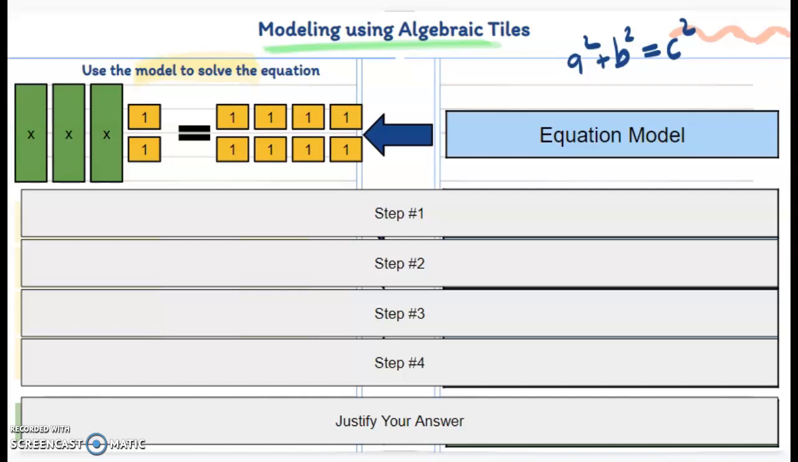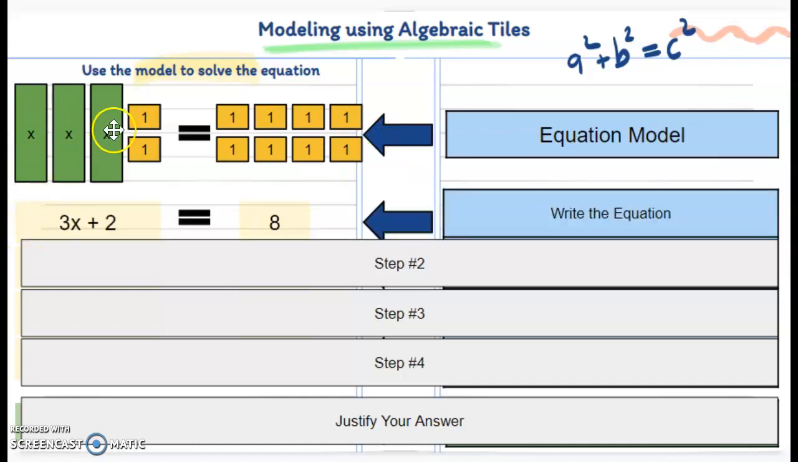Okay, here's example number 2. We're still modeling with the algebraic tiles. Again, we have the tile or the model example right here. This is our equation model. 3 x's, 2 squares, and then we have 2, 4, 6, 8 squares. So we're going to write that equation down here.